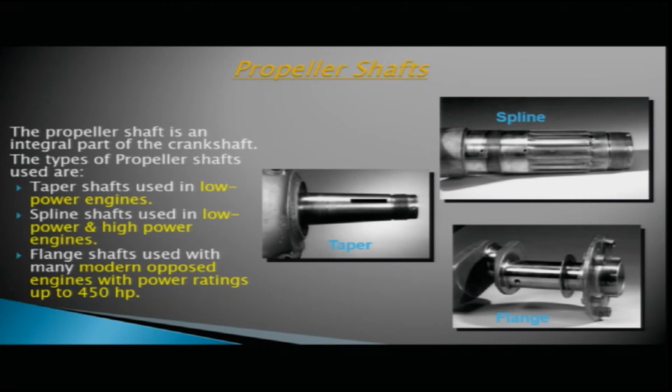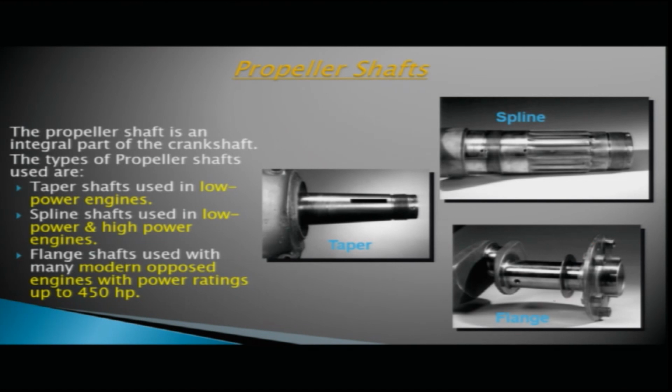There are various types of propeller shafts. Tapered shafts, you can see here, this is your tapered shaft. Then you have the spline shaft, you can see various splines on the shaft. So this is your spline shaft, and the flange shaft, here you can see this is your flange, so this is your flange shaft.